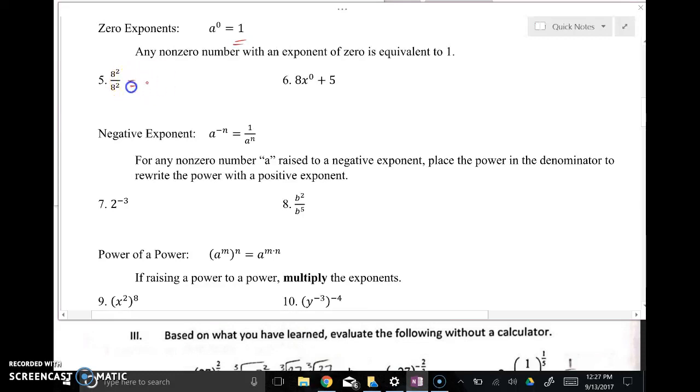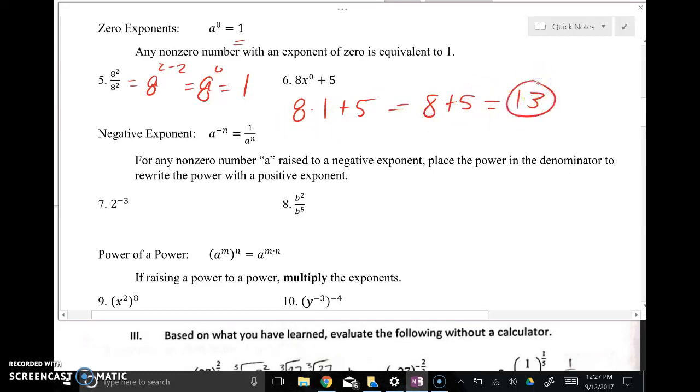All right, so this is a to the 8 to the 2 minus 2, or 8 to the 0, which is 1. 8 times x to the 0, that's the same as 8 times 1 plus 5. So that's 8 plus 5, since 8 times 1 is 8, equals 13.